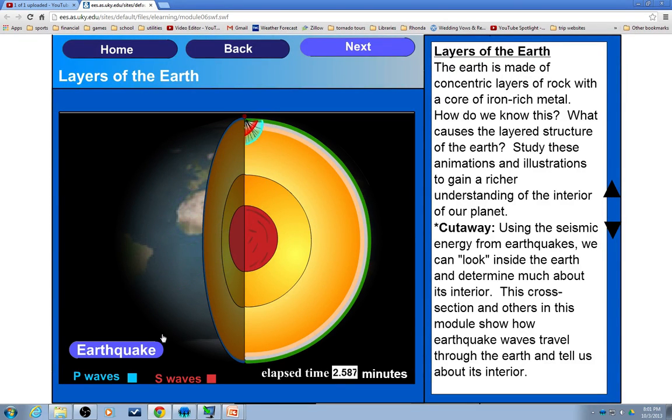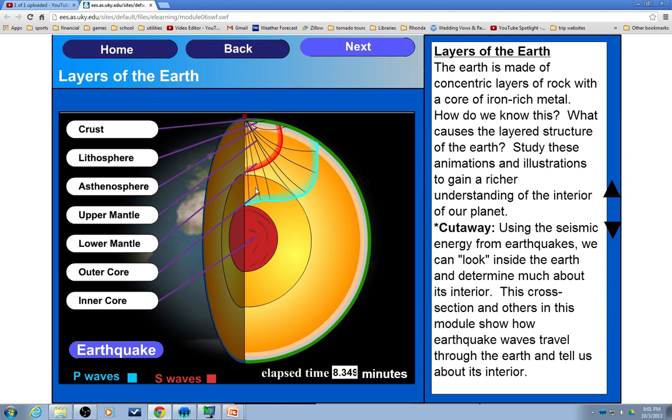So we start the earthquake again. You see these waves going out. P waves go right through the liquid. S waves don't. They straighten out. We get this shadow zone. So we know how big the outer core is. We know what the composition is with the speed as it goes through. Okay.